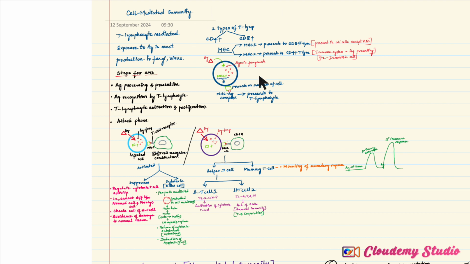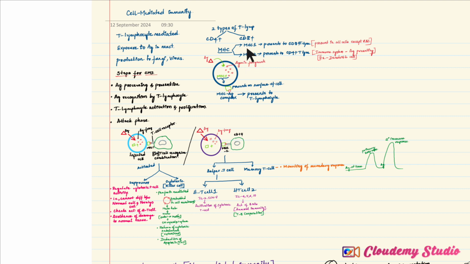Coming to the types of T lymphocytes before going to the steps of CMI. There are two types of T lymphocytes, that is CD plus 4 T lymphocyte and CD plus 8 T lymphocyte. Apart from these cells, there is also a major cell called the major histocompatibility complex, and this plays a very major role in presenting the antigen to the T lymphocyte. This is again of two types, that is major histocompatibility complex 1 and major histocompatibility complex 2.